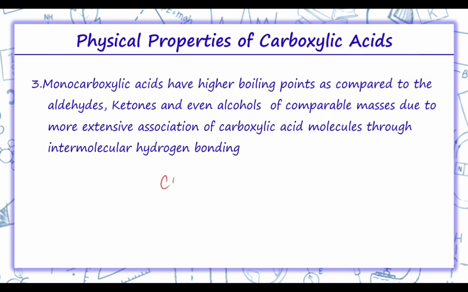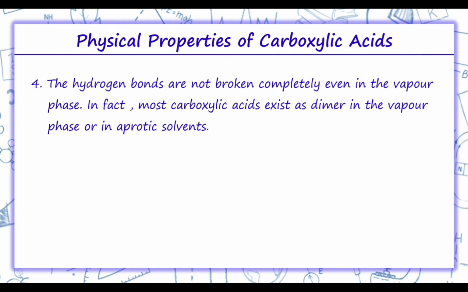Monocarboxylic acids, like CH3COOH, have a higher boiling point as compared to aldehydes, ketones and even alcohols of comparable masses, and it is due to the extensive association of carboxylic acid molecules through intermolecular hydrogen bonding. The hydrogen bonds are not broken completely even in the vapor phase.